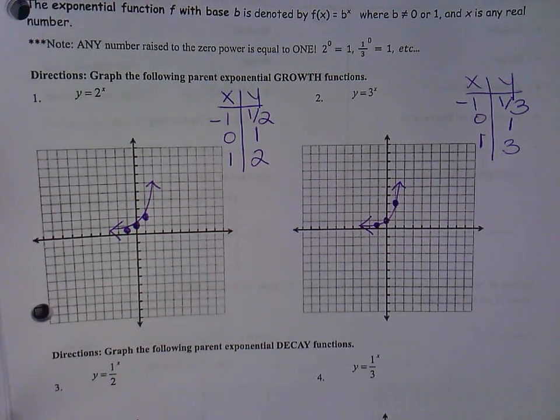And think about it, if it was 10 to the x, it would be a lot steeper, right? So 10 to the x would go like this, straight up, right? This is a little bit more gradual.